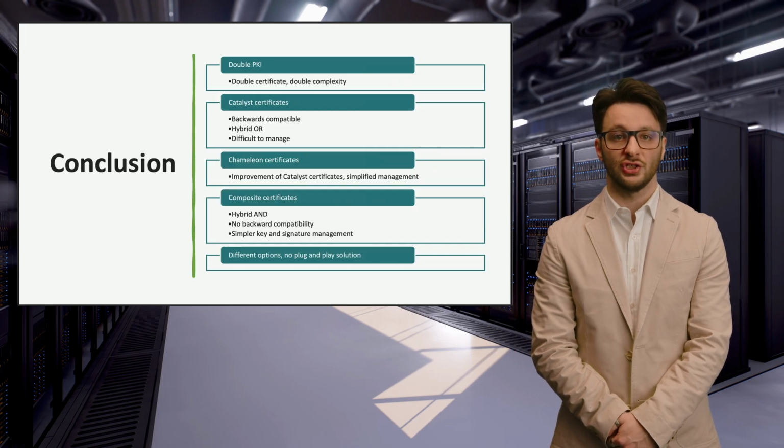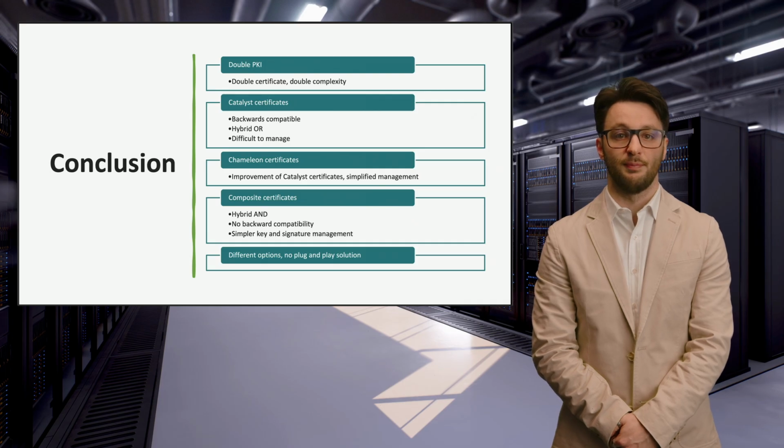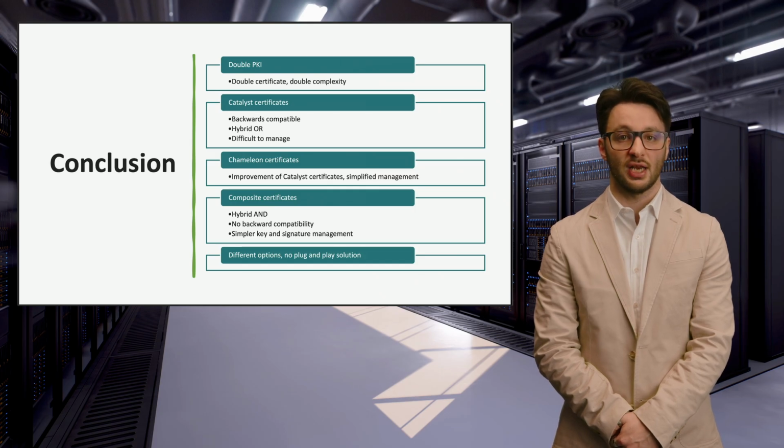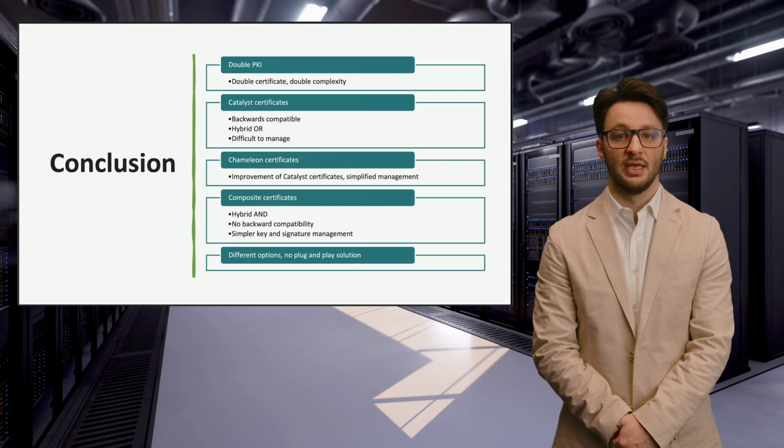To recap what we have discussed in this lecture, planning to use a naive approach and opting for a double PKI and handling two certificates comes with a lot of certificate management issues. Therefore, it is desirable to use a single certificate that contains both quantum vulnerable and quantum safe cryptography. These certificates are called hybrid. Hybrid certificates come in different forms: Catalyst, Chameleon, and Composite.